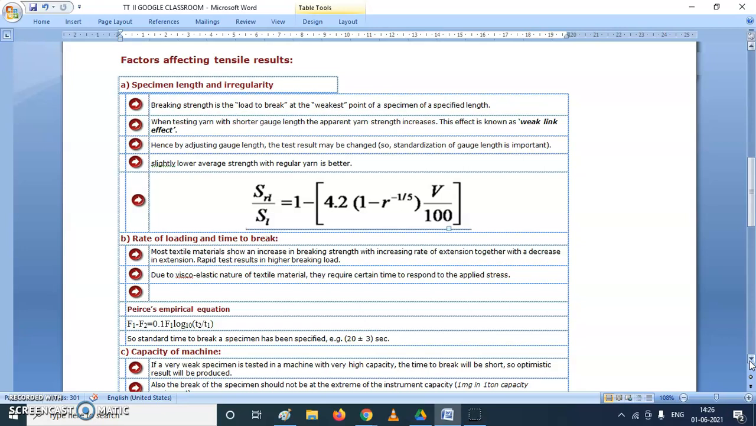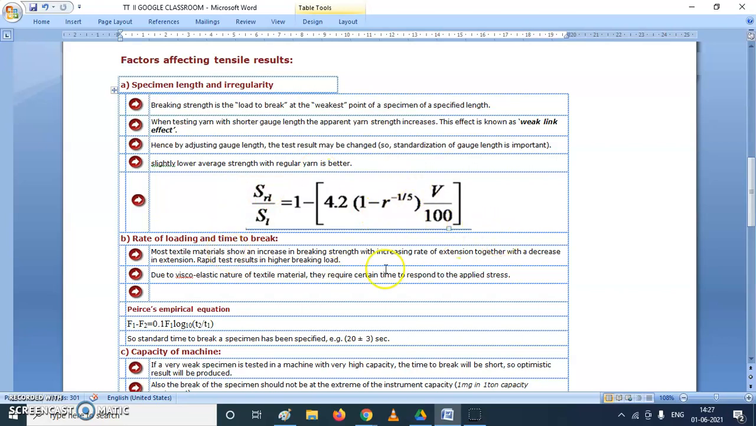So if we take the same yarn sample and test at lower gauge length and at higher gauge length, it has been observed that at lower gauge length, slightly higher yarn breaking load is reported. That means whenever we increase the gauge length, the possibility of a weak point coming in the sample length increases. That's why higher gauge length shows lower breaking load.